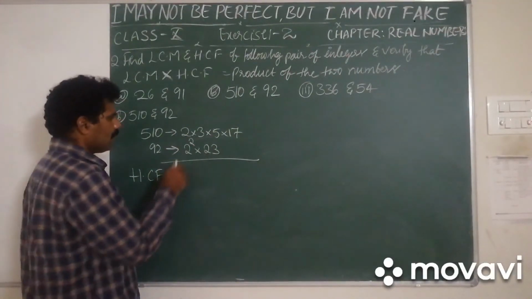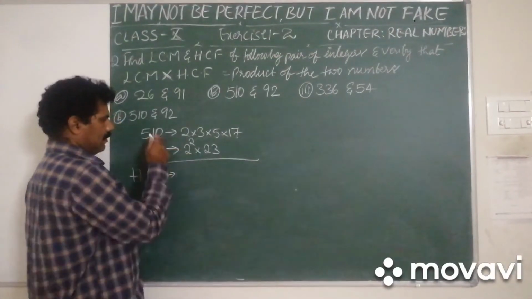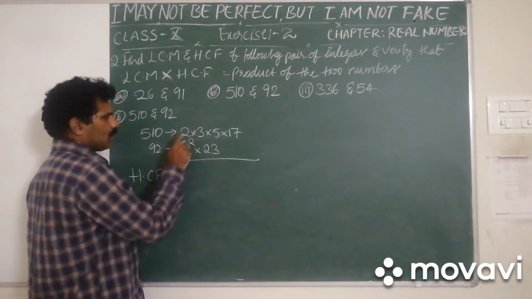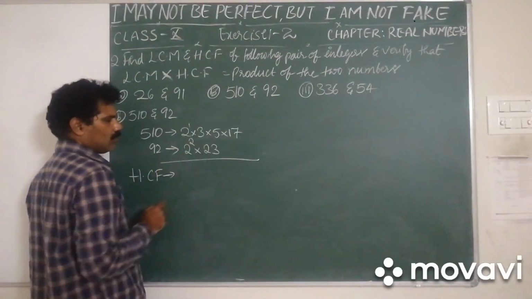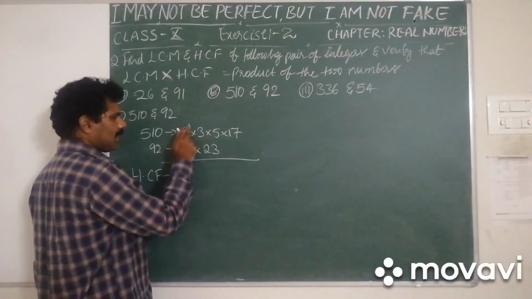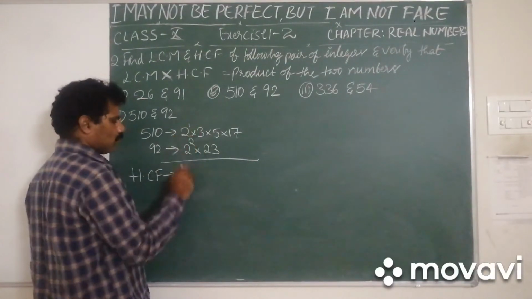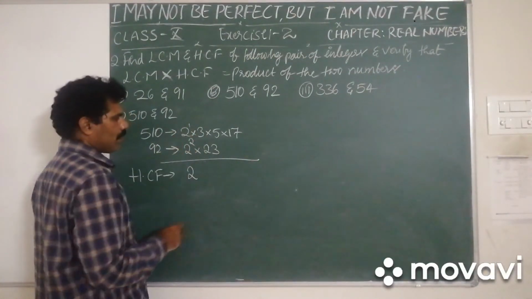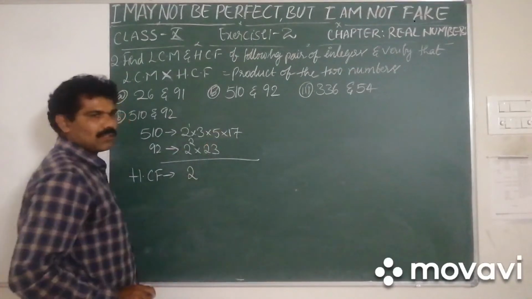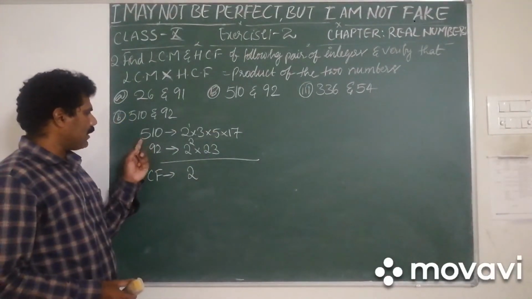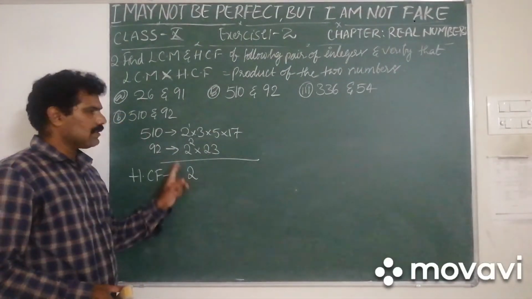Okay, now see, 2 is in both the numbers, 2 is the factor for both. 2 to the power of 1 here, 2 to the power of 2, and as per the condition we have to take least power. See here 2 is greater than 1, so 1 is least, so 2 to the power of 1, that is 2. Okay, and the rest of the numbers we have to exclude. So now here for 92 and 510, 2 is the HCF.